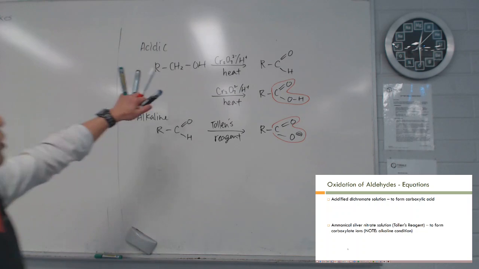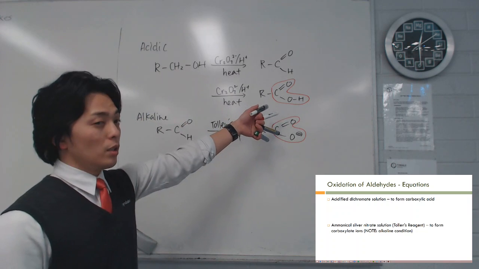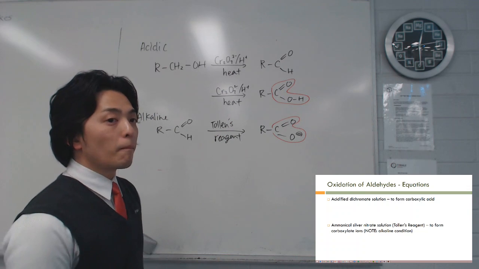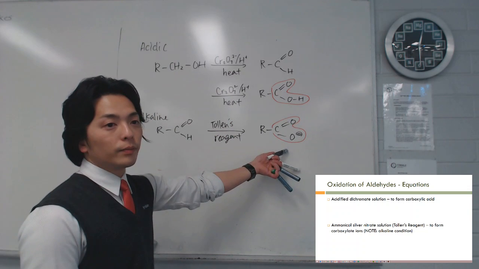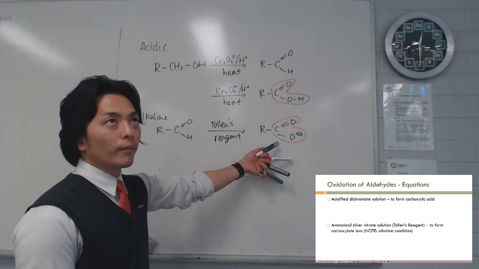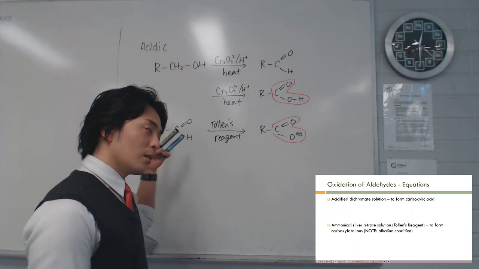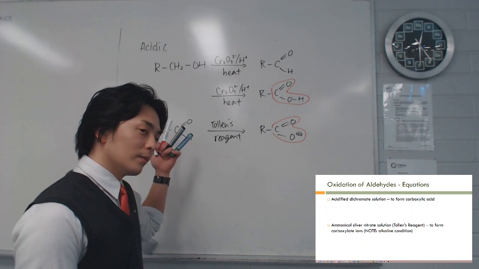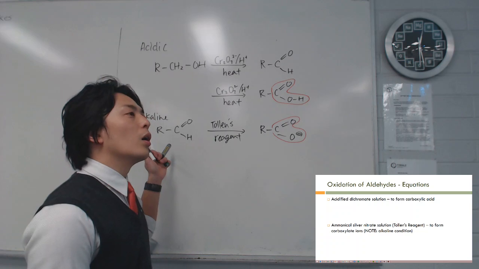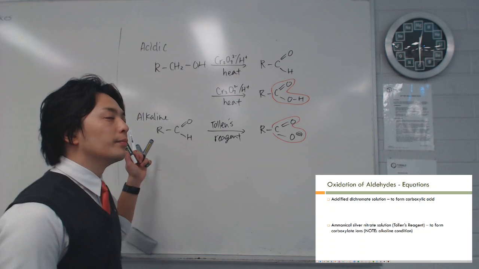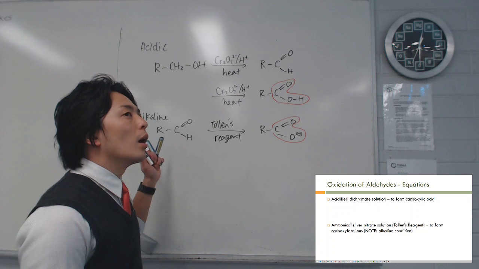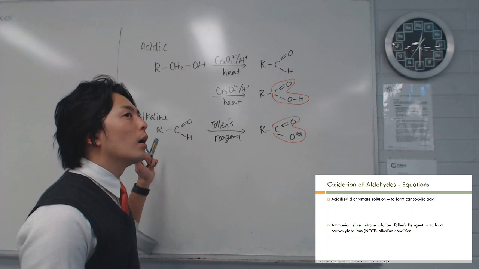Say that again. So if you want to make carboxylic acid? No, the carboxylate ion. Carboxylate ion? No, it just says to start with the aldehyde. Yes. Before the aldehyde, the alcohol, would you do it with the reagent?